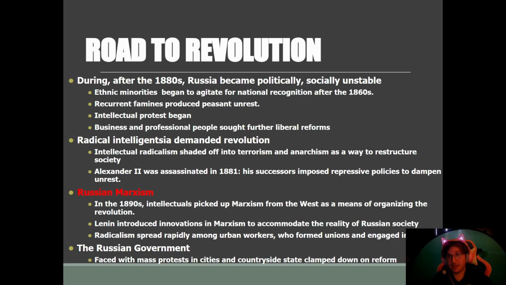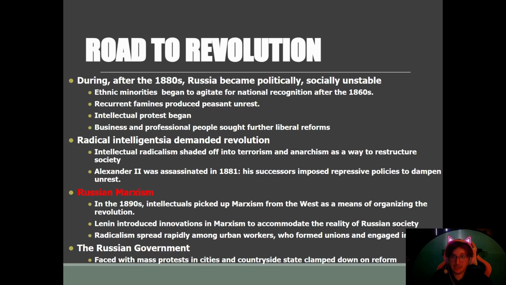Now, during the 1880s, Russia becomes more politically unstable. Ethnic minorities begin to push for national recognition. Recurrent famines, right? If you can't eat, you get angry. Who do you blame? You blame the government. This leads to peasant unrest. Intellectual protests to push for more westernization begin. Business and professional people sought further liberal reforms to help them gain money and power in their businesses, right? The radical intelligentsia demand revolution.